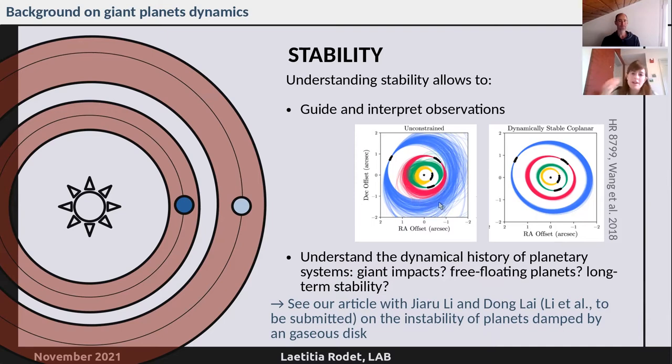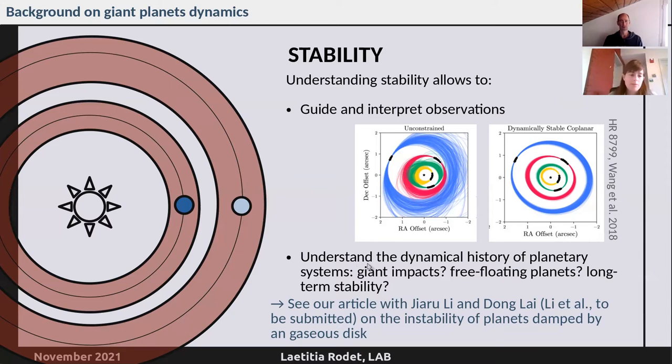And the data is not very constraining because of the scarce orbital coverage. But if you add the constraint that the orbits should be stable on a sufficiently long term, then it becomes much more constraining. You have much more constraint on the orbits of your system. It also helps predict the future position of the companion, and it helps then predict and plan the future observations.